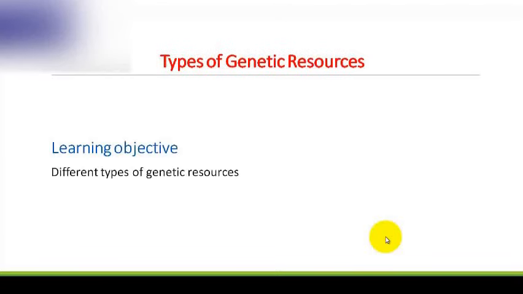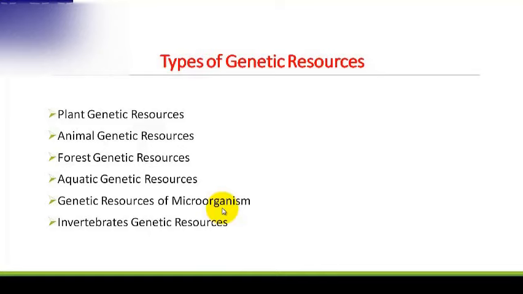Types of genetic resources. Dear student, in the previous lecture we discussed genetic resources, their different forms and different themes. Now in this lesson we will discuss different types of genetic resources. We categorize these genetic resources into the following types. The first type is plant genetic resources, the next is animal genetic resources, third is forest genetic resources, then aquatic genetic resources, genetic resources of microorganisms, and the last one is invertebrate genetic resources.